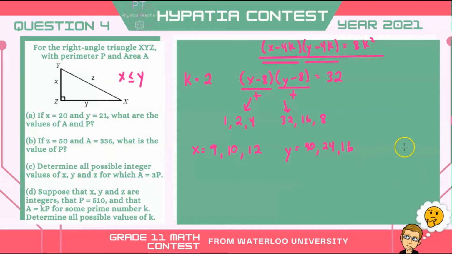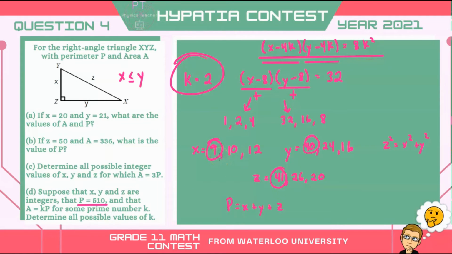And then you can use the Pythagorean theorem that says our hypotenuse, z squared, is equal to x squared plus y squared, and come up with your values for z to be 41, 26, and 20 respectively. But again, if you were to find the perimeter, which is just x plus y plus z, with any of these combinations, for example 9, 40, and 41, they do not reach 510. So what does this tell you? This is too small of a value for k.